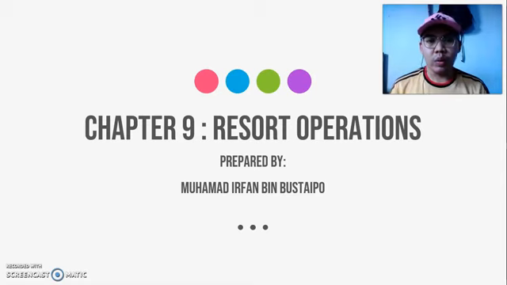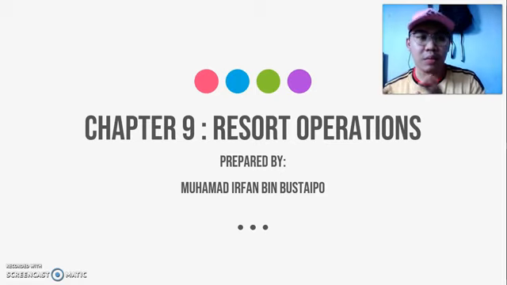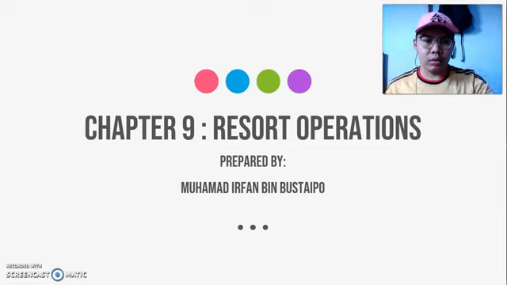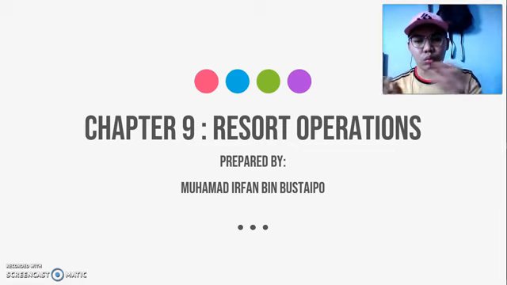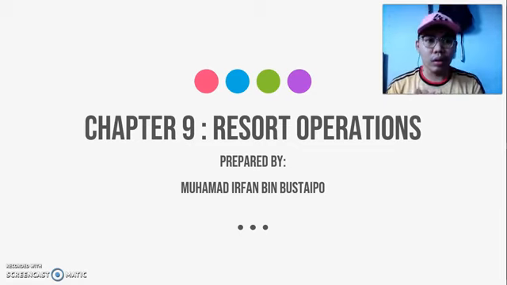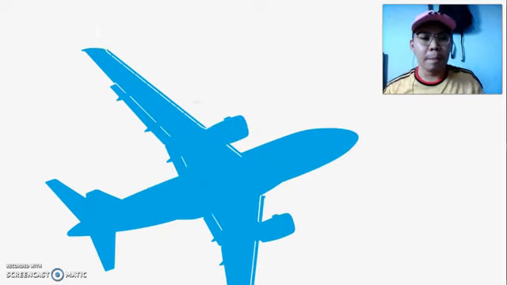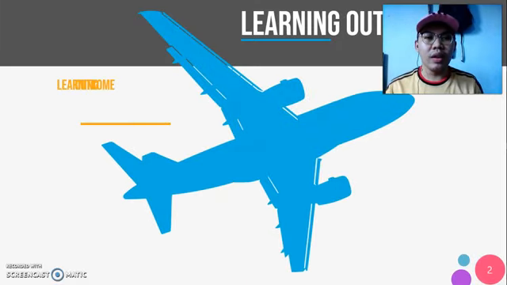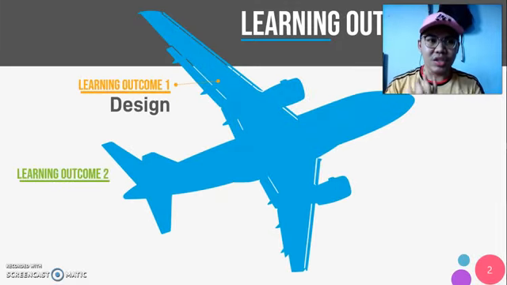So today we would like to continue our resort management subject. We will continue with chapter 9, that is resort operation. After you learned about resort marketing and how to promote your own hotel, now it's time for you to operate your own hotel. We only have 4 learning outcomes for this chapter.